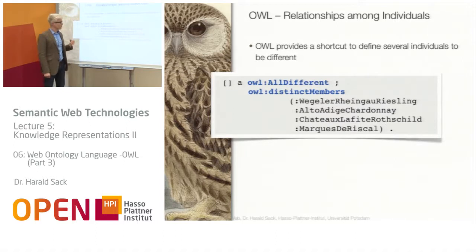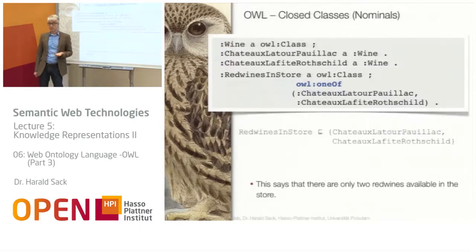If we remember, we have started with defining classes, defining properties. We have defined class hierarchies up to now. What's missing up to now is, for example, the so-called closed classes or nominals. Just remember, nominals and closed classes are classes that are defined by enumerating their members. Okay, we can do this also here in OWL. So let's take a look at the example we have here.